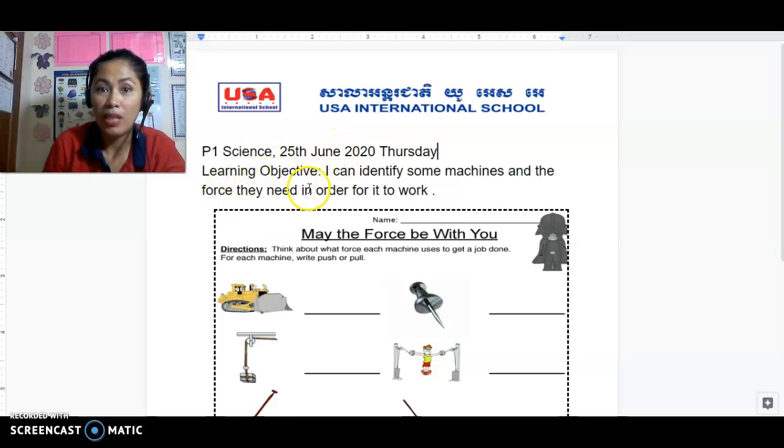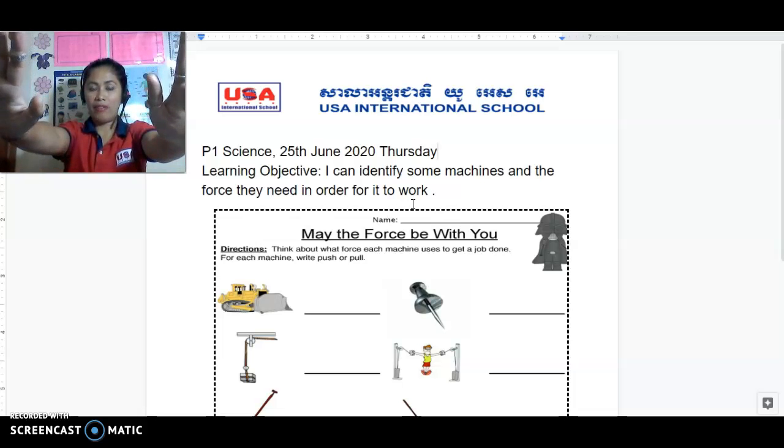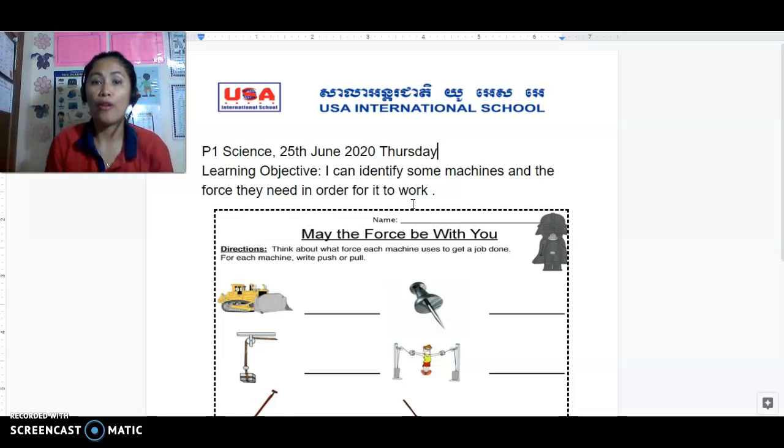So our learning objective for today is that I can identify some machines and the force they need in order to work. And remember, push away from you and pull closer to you are forces in order for things, or you and me, to move from one place to another.